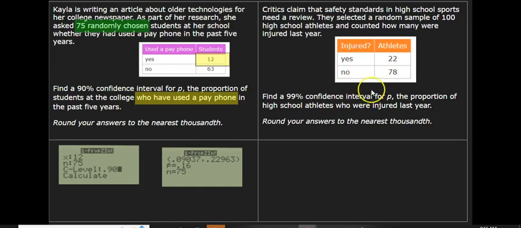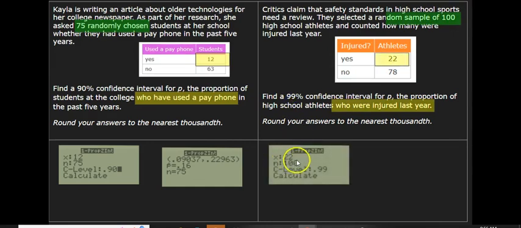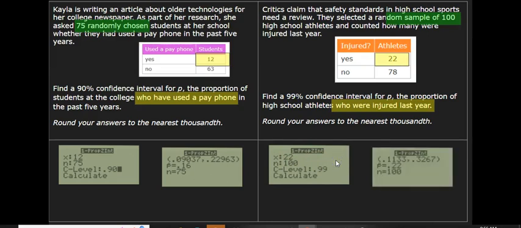All right, this one is a total of 100. We want who were injured. So that would include you, Isabel, you were injured. Yeah. So that would be 22 out of the 100 with a 99% confidence level. So we do stat test A. And we'd put 22, 100, .99, and that gives us that particular confidence interval.